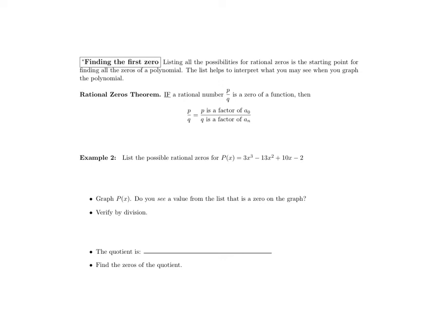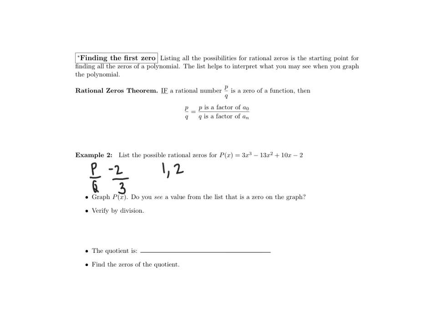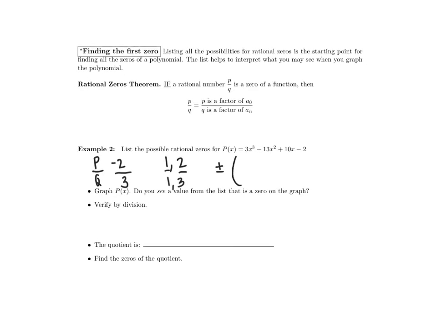So you have your p's over your q's. Remember that your p value is the constant. Your q value is your leading coefficient. So when you list all your p's over your q's, the p value in this question is -2. Your q value is 3. So we list all the factors of -2, which are 1 and 2, and all the factors of 3, which are 1 and 3. And then we make that list of taking all of these numerator values over all the denominator values. So we're going to have positive and negative 1 over 1, 2 over 1, 1 over 3, and 2 over 3.